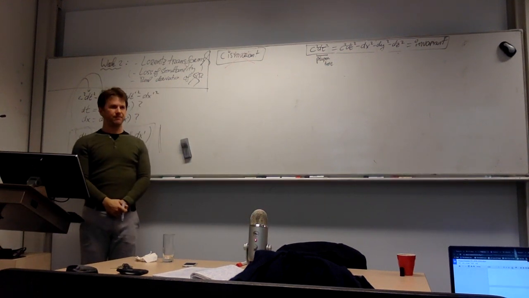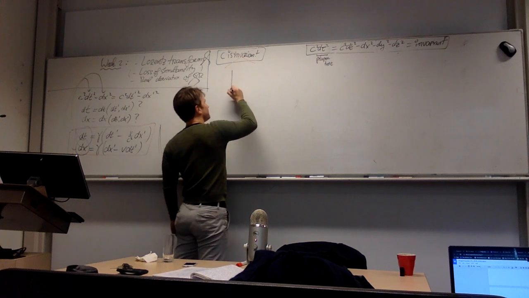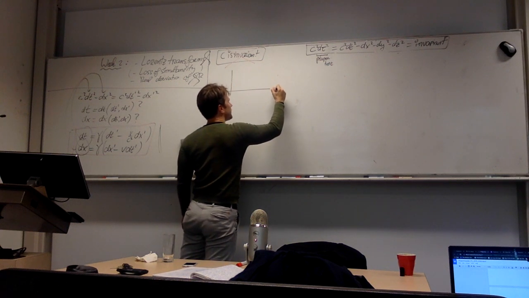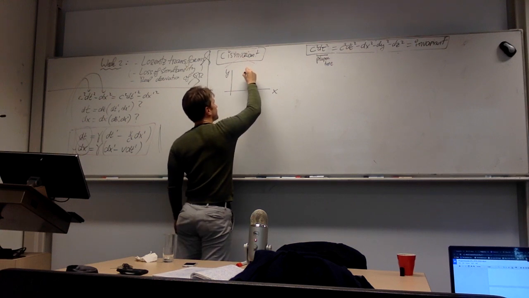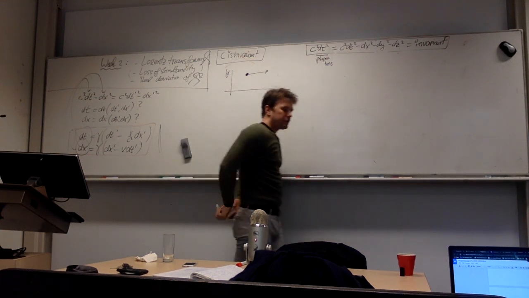Let's define a velocity. Let's take a person. Let's take a coordinate system, x, y, or so. And let's say that there's a floating mass.